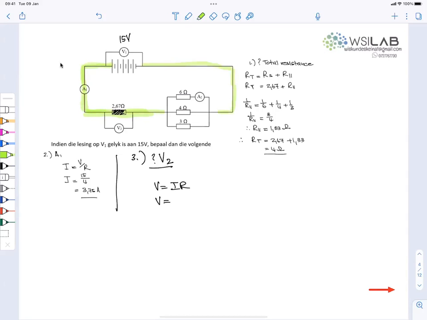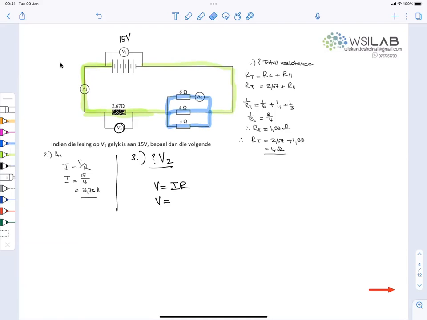The total current flows through every part of the circuit board that's green now. It's like one pipe. If there's only one pipe, then all the current must flow. Current's like water. All the water must flow through that green section. It only splits up in the blue section. But in the green section, all the current flows. Would the current also flow through the voltmeter 2 section?